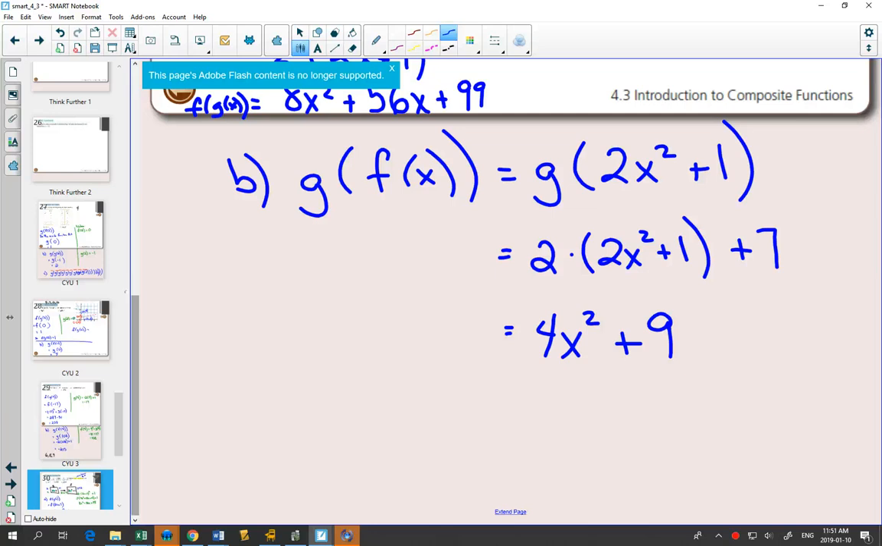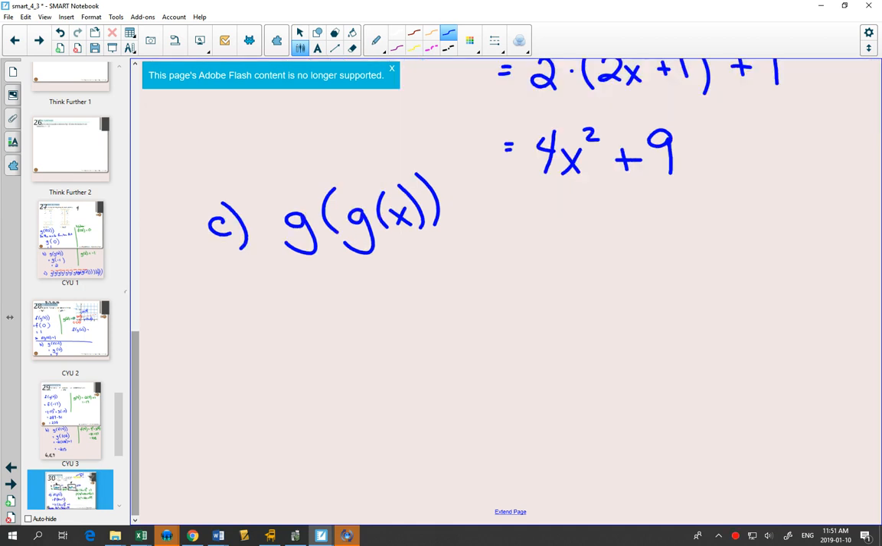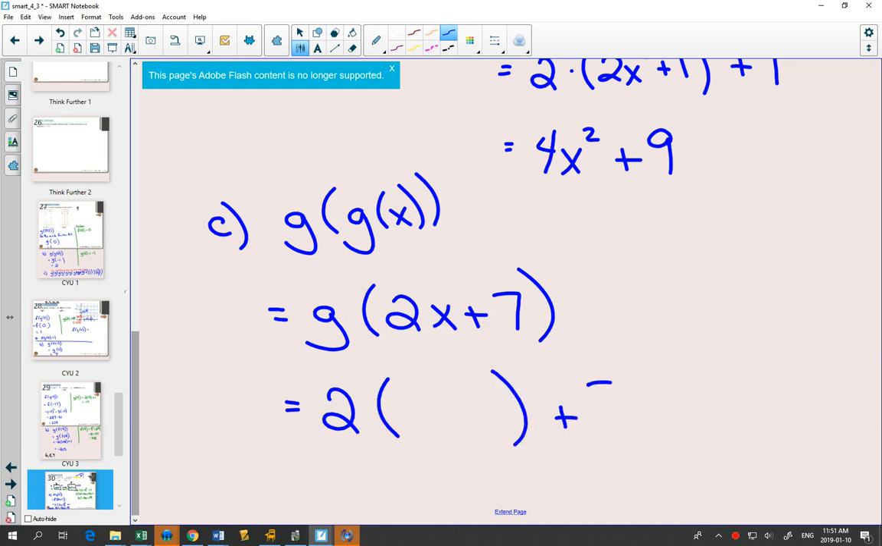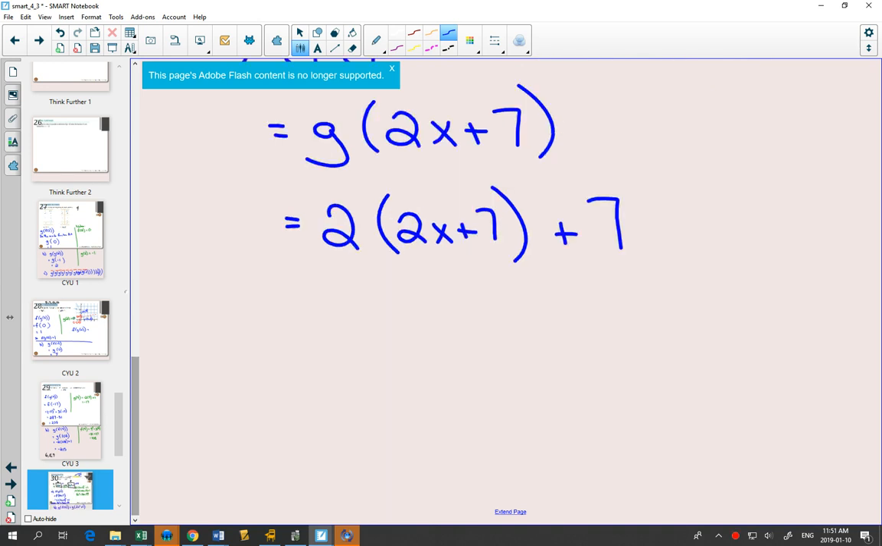Part C, you have g of x. G of x is equal to 2x plus 7. And g again would say whatever you put in is 2 times that plus 7. So now you're putting in 2x plus 7. 14 plus 7, 21.